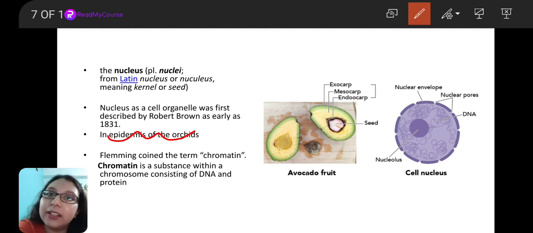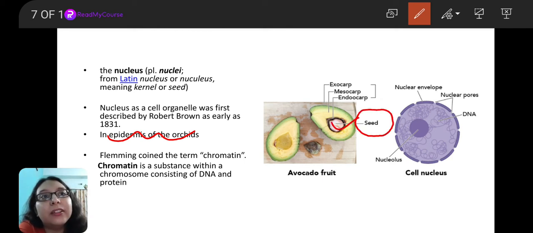So from where does the word nucleus come? It has come from a Latin term meaning seed or kernel. If we look at the picture over here, just like in an avocado, the seed is in the fruit, just in the middle, right? Similarly, in a cell, the nucleus lies just in the center, just like the seed of the fruit. So that is why this is an important structure which we will study in detail.